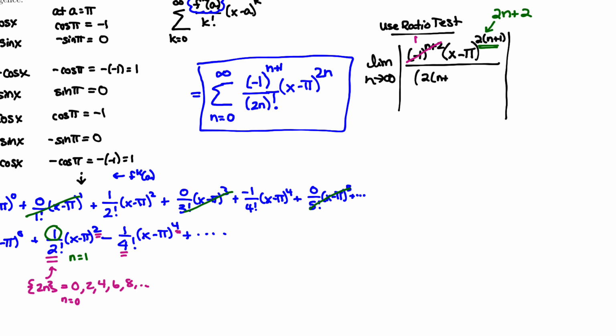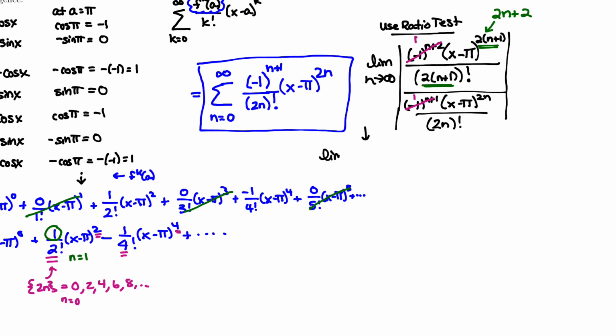The same thing happens down here in the denominator when you do this factorial. You have a 2 times n plus 1. So that guy as well is 2n plus 2. And that's going to get divided by -1 to the n plus 1. But we just said the absolute value of a negative or a positive will just be 1. And then x minus pi to the 2n. And then 2n factorial. So let me write out what that is.